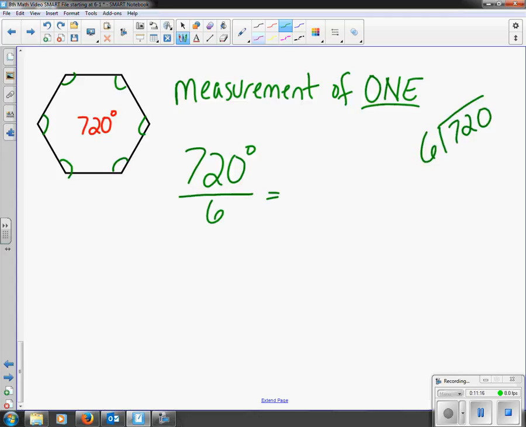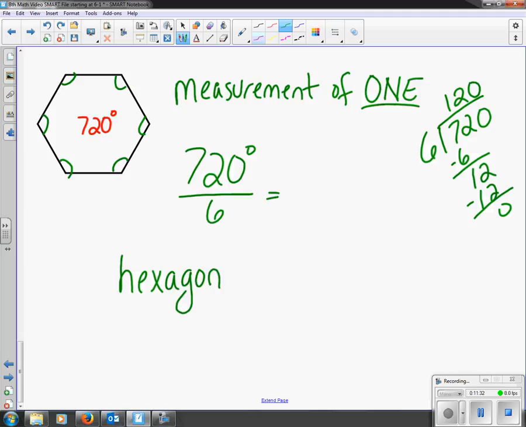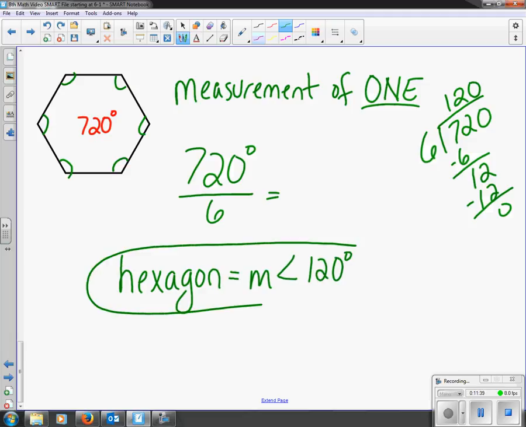6 into 720 goes once. You get, okay, so each angle for a hexagon, okay, the measurement of one angle is 120 degrees. Okay, 120 degrees. So that means this is 120, this is 120, this is 120, this one's 120, this one is 120, and that one is 120.